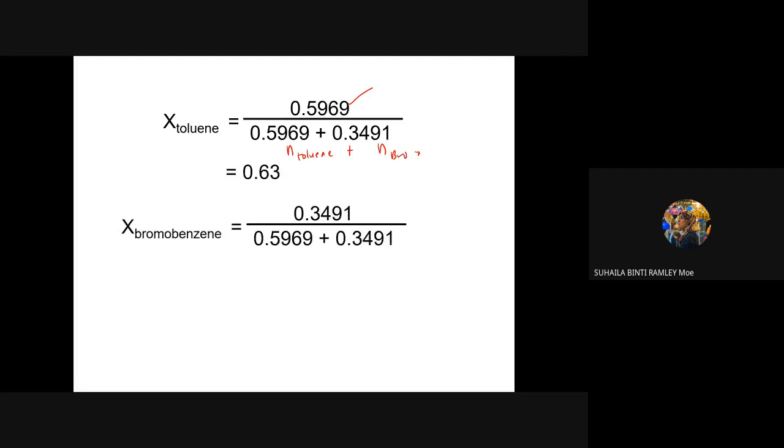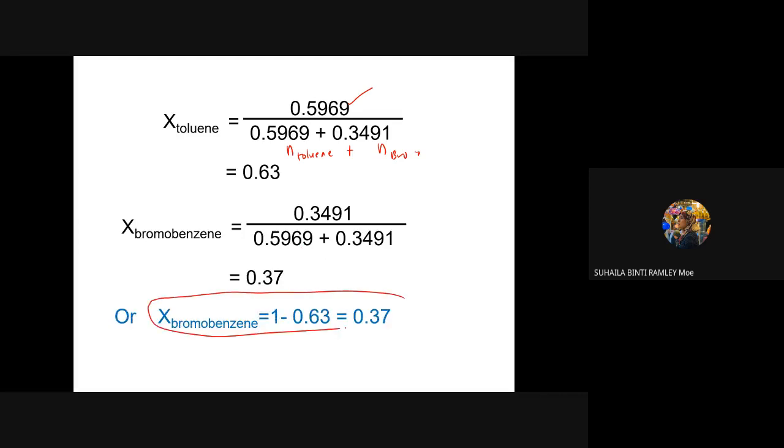Then to calculate the mole fraction for toluene, mole of toluene divided by total mole, which is mole toluene plus mole bromobenzene. To calculate the mole fraction for bromobenzene, we can use this shortcut: 1 minus 0.63.